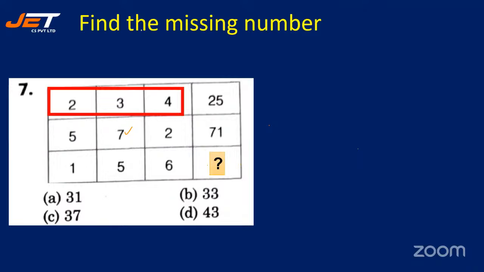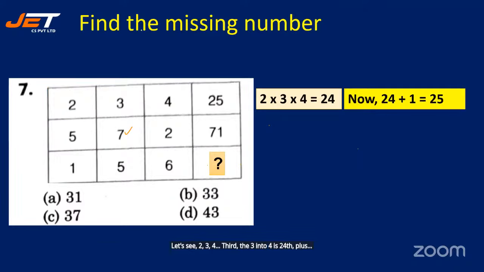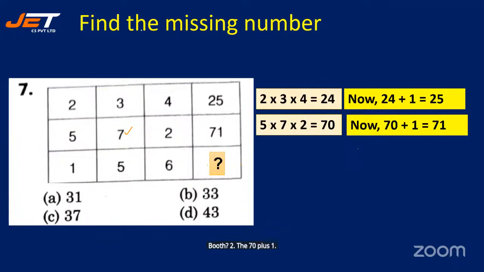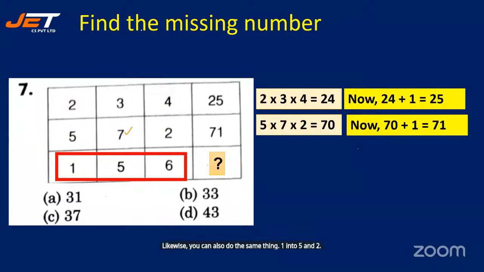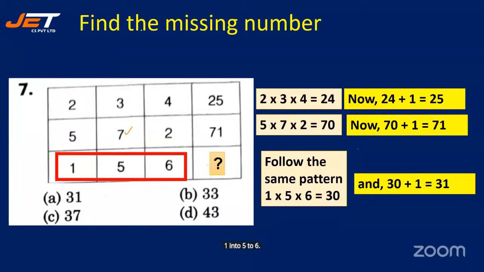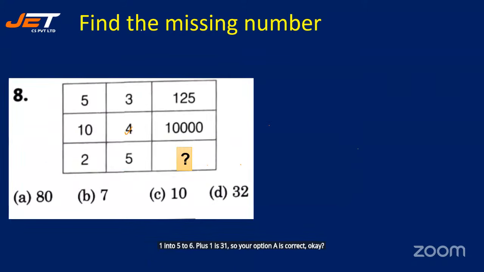Right, time's up. Let's see, 2, 3, 4. 2 into 3 into 4 is 24 plus 1. Likewise, 7 into 5 into 2 is 70 plus 1. Likewise, you can also do the same thing. 1 into 5 into 6 plus 1 is 31. So your option A is correct. Okay. Let's see the next question.